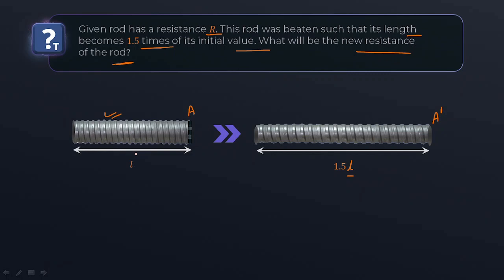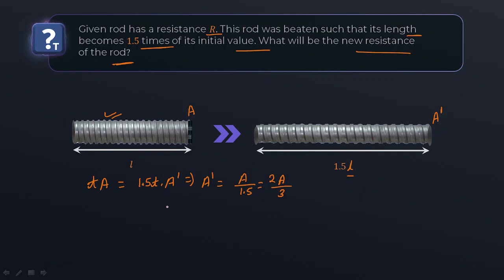Yes or no? So we can say length into area of cross section, that will be the final length, that is 1.5 L into A dash. So from here we got A dash equals how much? L we can cancel. A dash is A by 1.5, that is nothing but 2A by 3. Of course, area is decreasing, right?